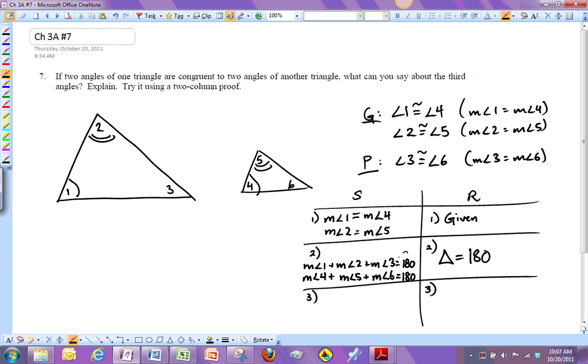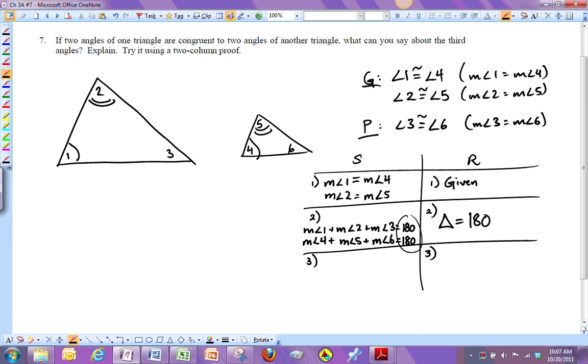Okay, well now we've got two things that both equal 180. So instead of saying 180 equals itself, we can plug in this thing for that 180. Right, so now I'm going to get m angle 1 plus m angle 2 plus m angle 3 equals m angle 4 plus m angle 5 plus m angle 6. Right? So that's substitution.